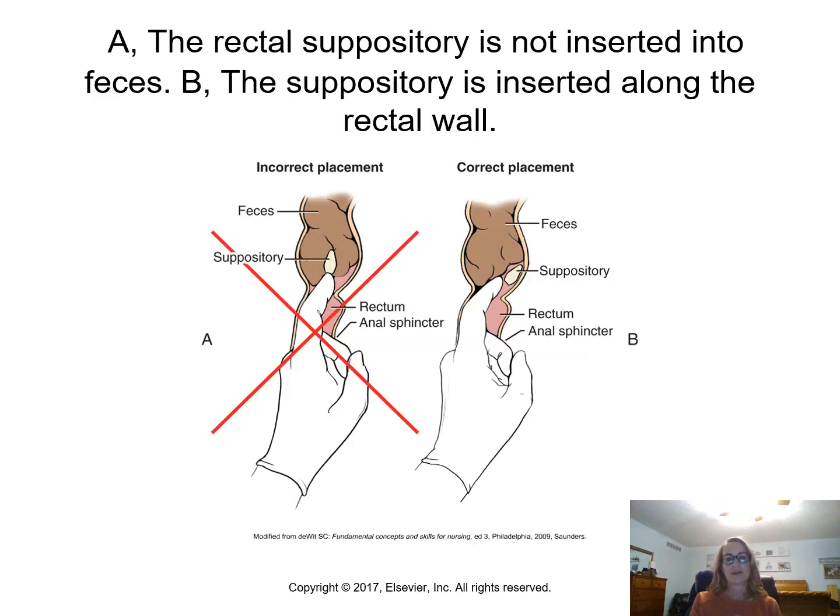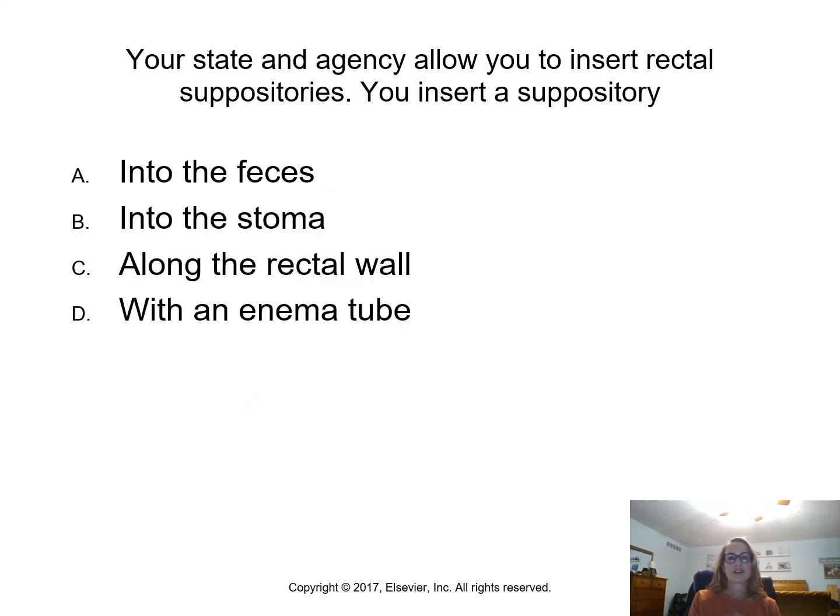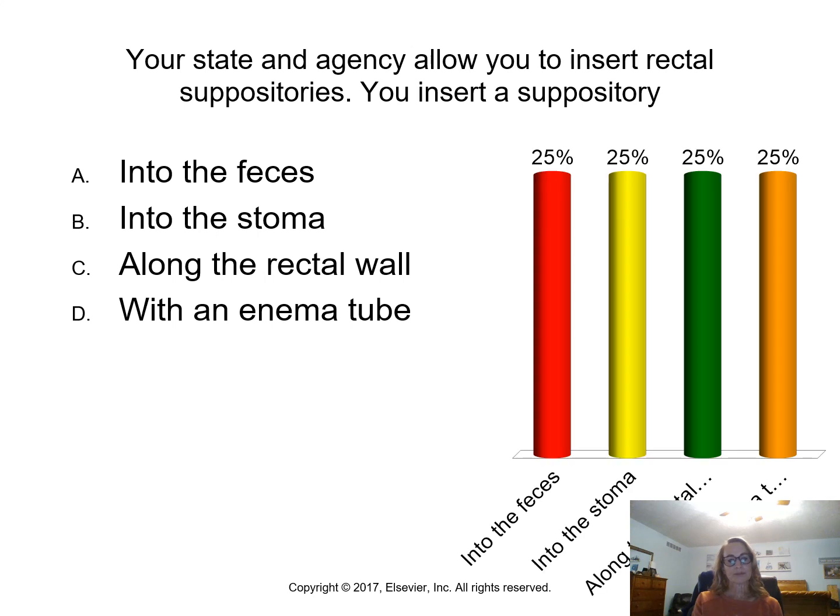And here's an example of how to do it. Of course, with this left one, they're trying to put it right through the stool. We want to have it put into the side along the wall. Okay? Does your state and agency allow you to insert a rectal suppository? You insert a suppository, how? And I just gave you that answer. So some states and agencies will allow you to do that. We will practice how to do that along the rectal wall.